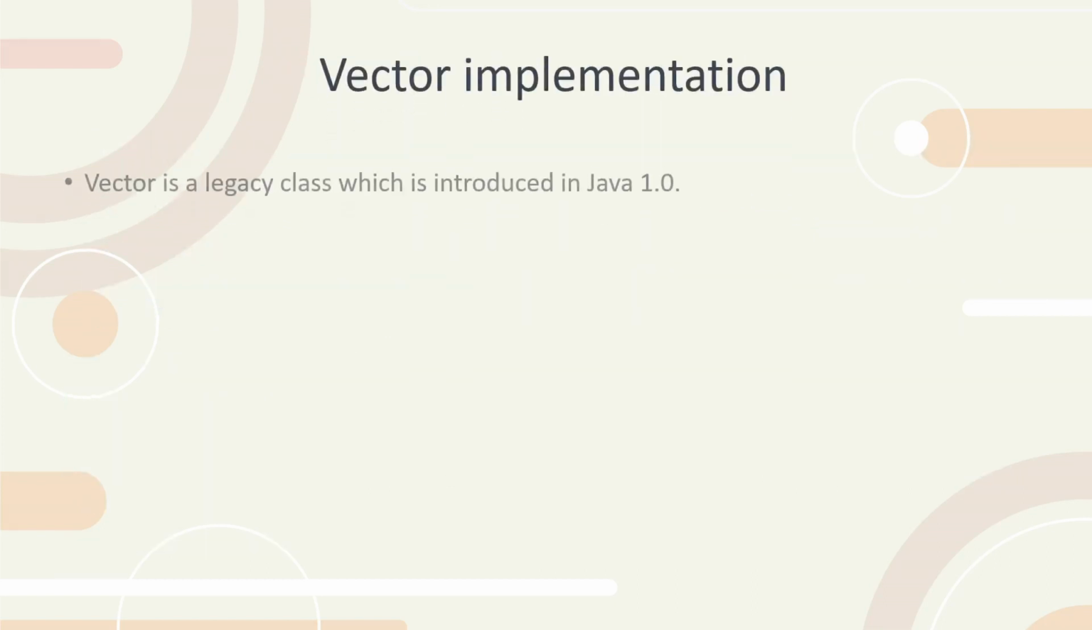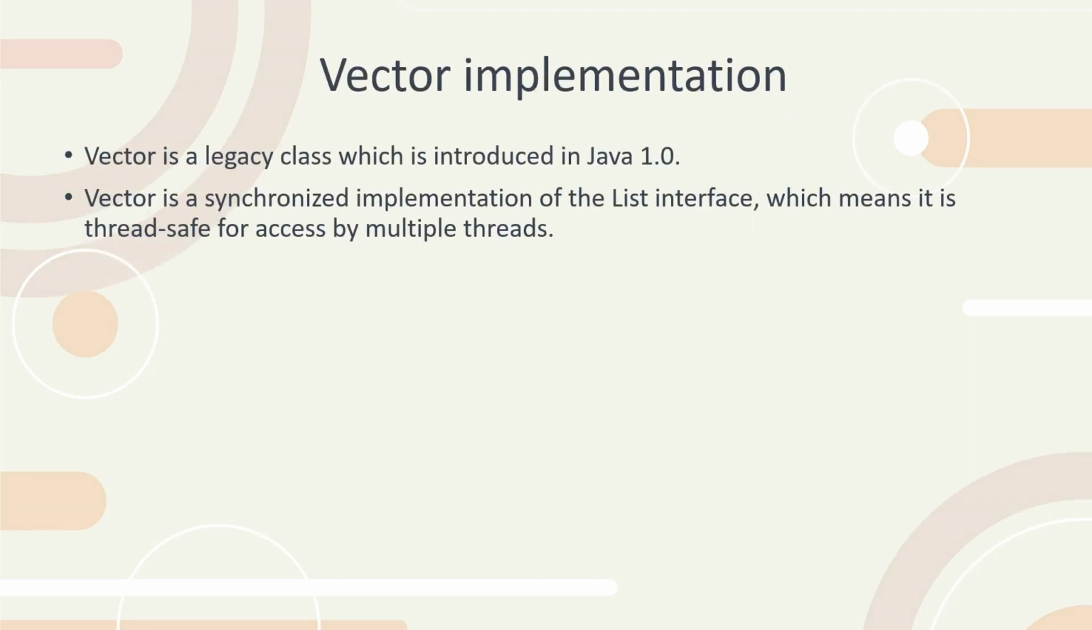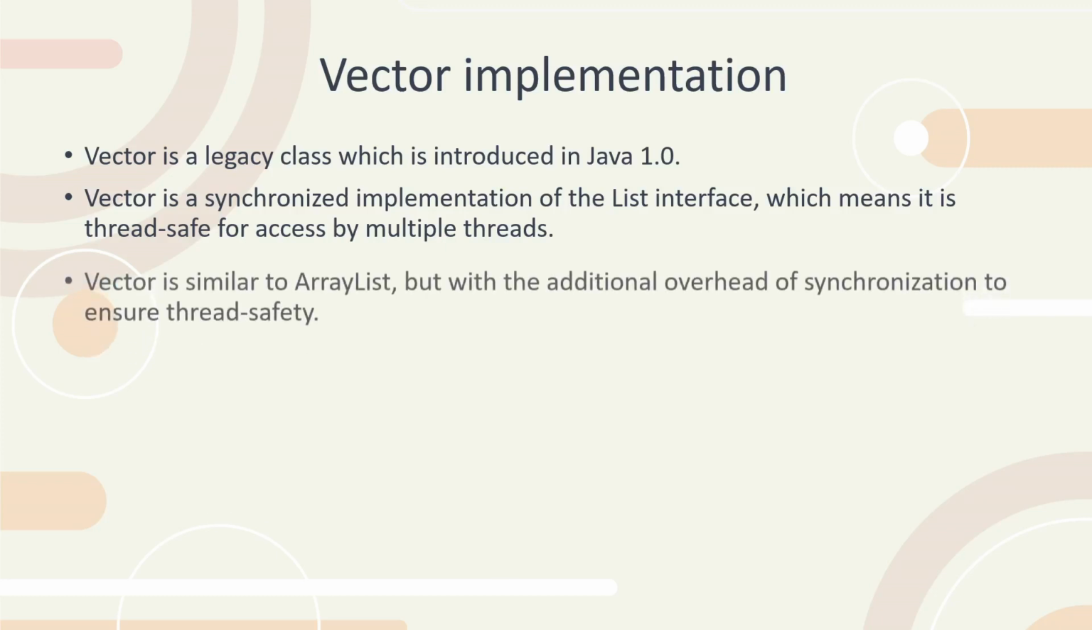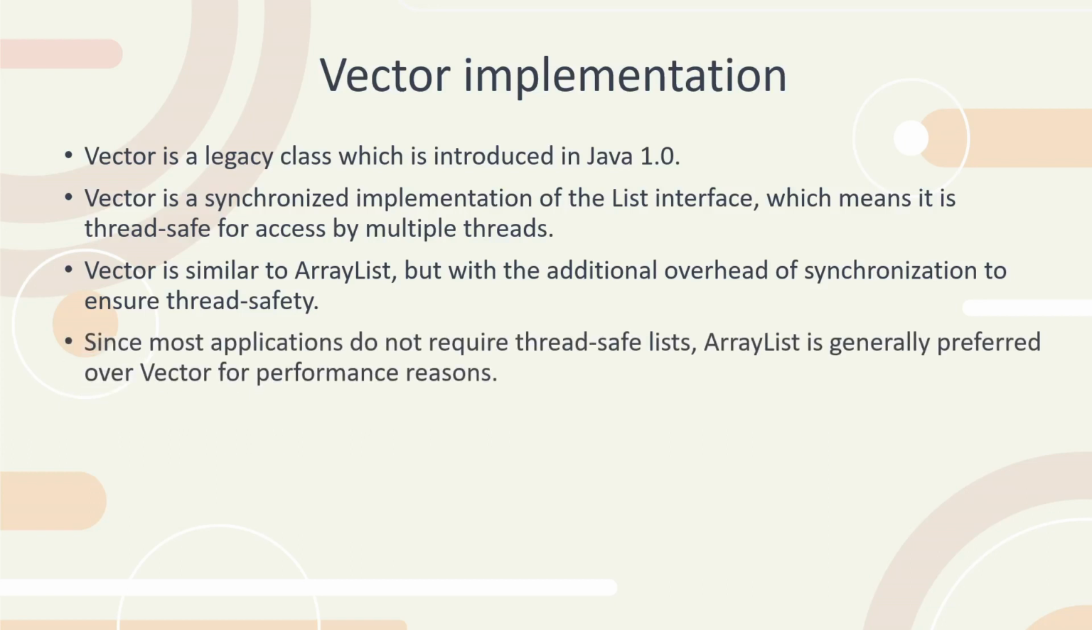Now let's move into the vector implementation. Vector is a legacy class which was introduced in Java 1.0. Vector is a synchronized implementation of a list interface, which means it is thread safe for access by multiple threads. Vector is similar to ArrayList but with additional overhead of synchronization to ensure thread safety. Since most applications do not require a thread safe list, ArrayList is generally preferred over the vector for performance reasons.